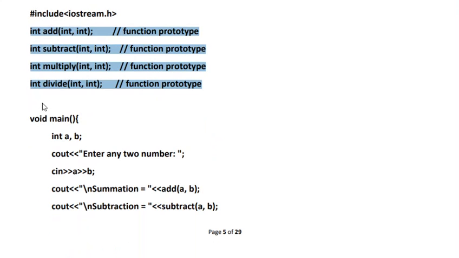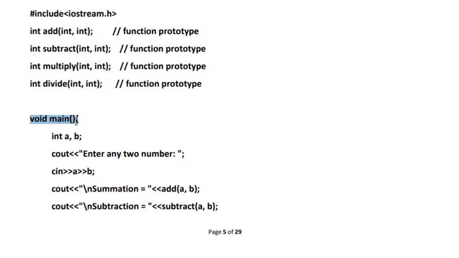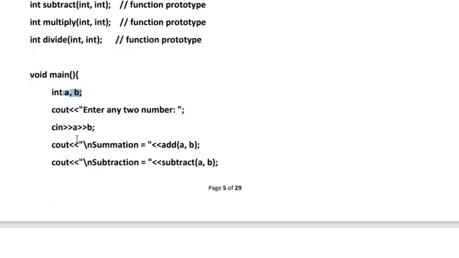Now here I have defined my main function. The return type of main is void. I've taken two variables, a and b, that are of type integer. I've taken in the values of a and b, and then I've called the individual functions by passing a and b.